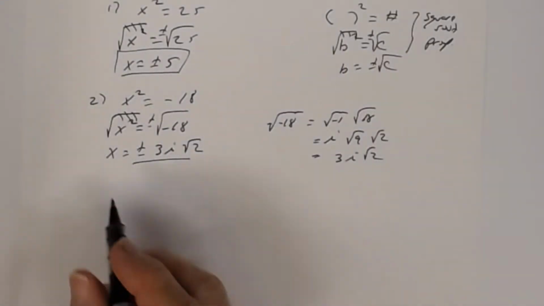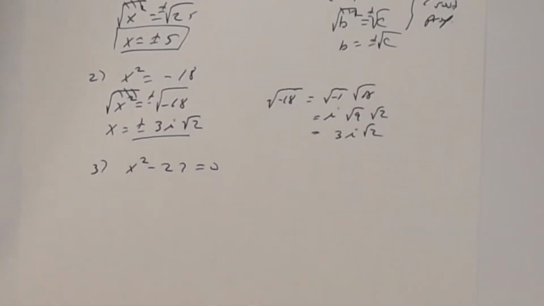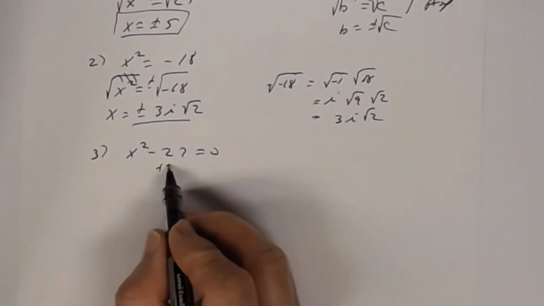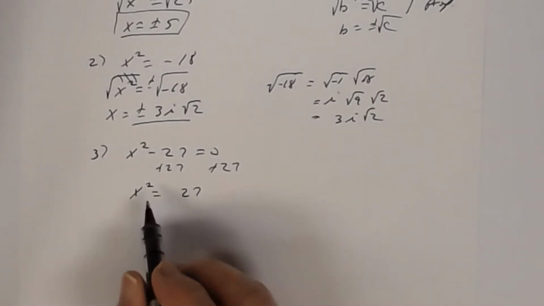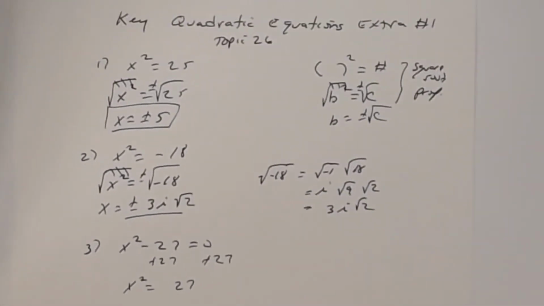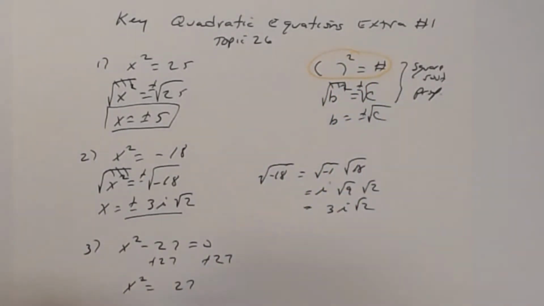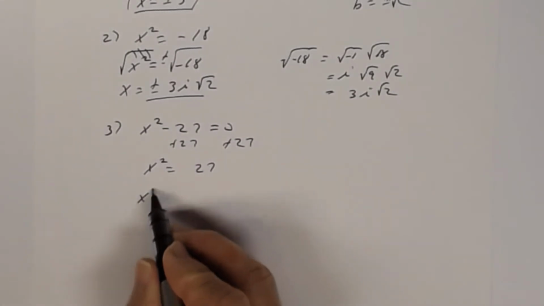Number 3. Now, the problem with number 3 is you notice that the x squared is not by itself. So I'm going to go ahead and add 27 to both sides. And when I do that, I get x squared equal 27. And now we have this form right here where we have some expression squared equal a number. And so once we get it to look like that, then I'm going to go ahead and take the square root of both sides. So I'm going to write this over.